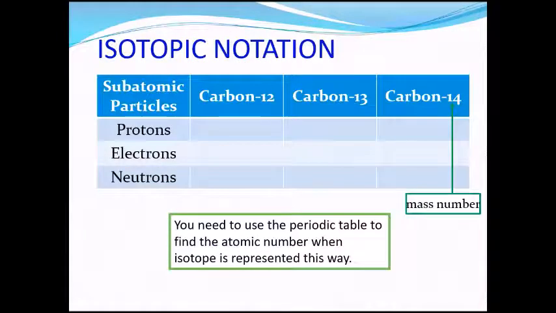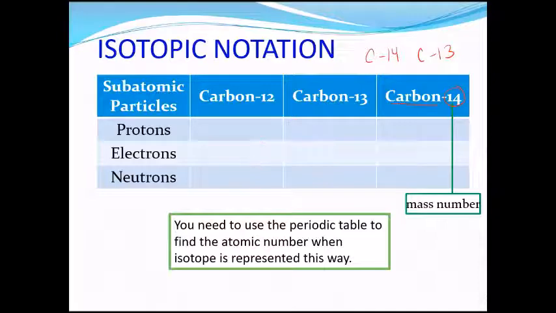Isotopic notation also could be written like this, where you have the name of the element, dash, and this number over here is always going to be the mass number, like so. Okay, so pay attention to that kind of notation. You can also see it written like this, where it might just have the element symbol like C-14, C-13, that's also indicating the mass number. So we need to use the periodic table here.